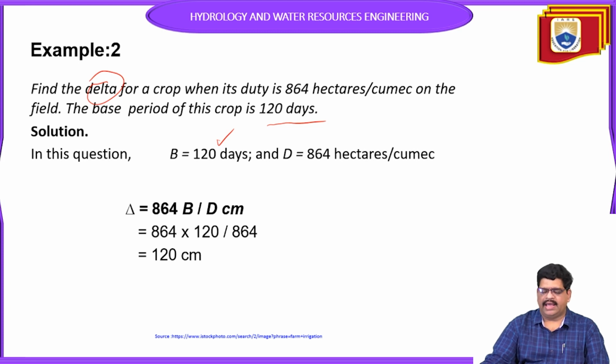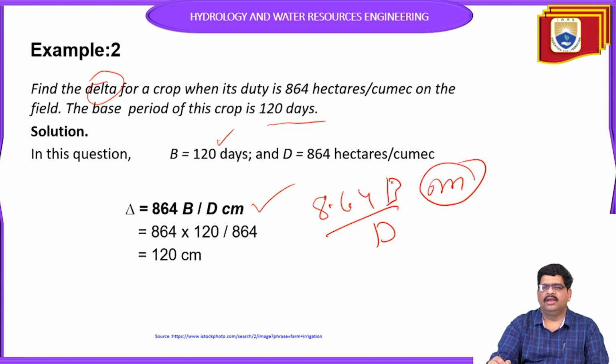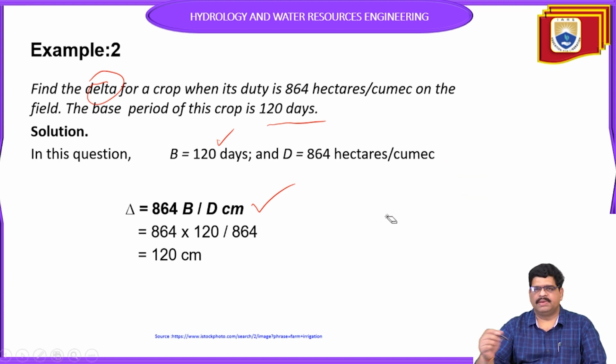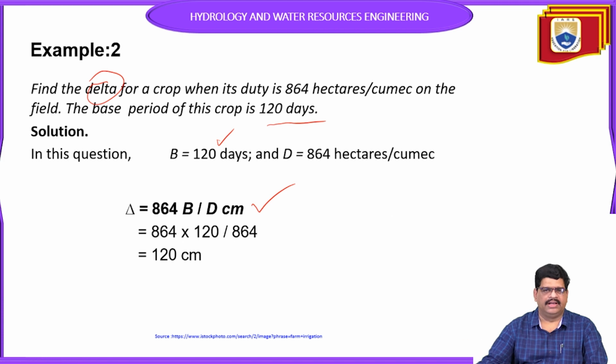So we know very well from the basic formula, delta is equal to 864 B by D in centimeters, or 8.64 B by D when we talk about meters. So that is the basic formula to find out the duty and delta, whatever it is. From this basic fundamental formula, you have to find out anything.